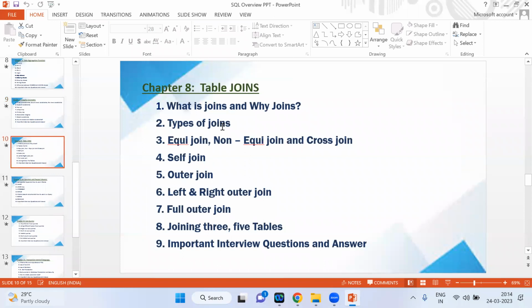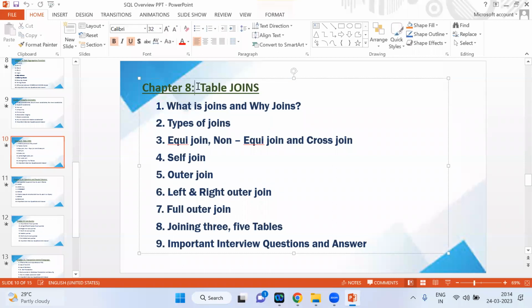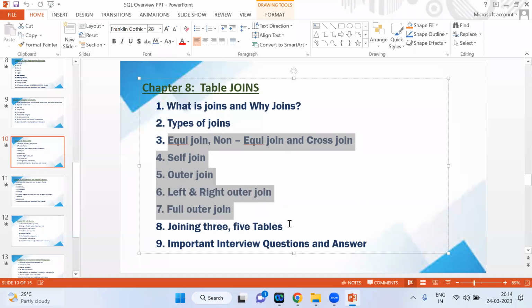Then we'll have table joins. Joins are very important for the interview, and also when you are working in a real-time scenario, joins will be very useful. You will be joining multiple tables using all these join conditions. So what are the different types of joins we'll have? Equi-join, non-equi-join, cross-join, self-join, outer join, left outer join, full outer join, and then we'll see joining 3 tables, 5 tables, up to 6 tables we'll learn.